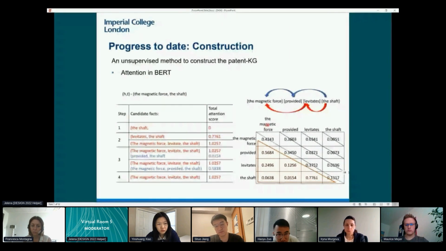We will use a beam search to find the best knowledge triples. So take the sentence, the magnetic force provided levitates the shaft as example. The head-tail pair here is the magnetic force and the shaft.